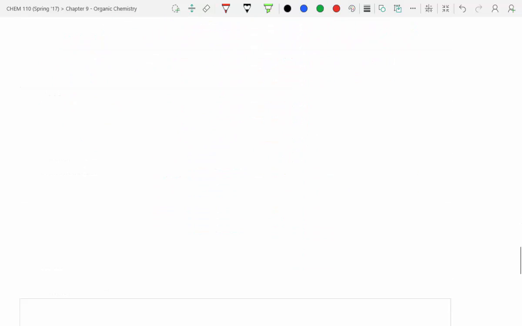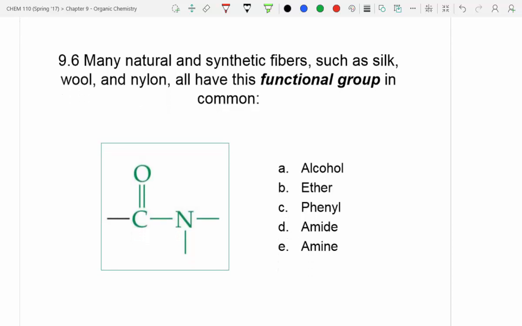All right, I think we have one more. Many natural and synthetic fibers such as silk, wool, and nylon all have this functional group in common. Amide, right? What is D? That is correct. In fact, those of you that have served in the military or in the police have probably worn Kevlar vests, right? Kevlar vests have these amide functional groups in them, right? Amides are incredibly strong. One of the coolest applications I've heard of recently is the new satellites that we send up and the space station parts are coated in Kevlar.